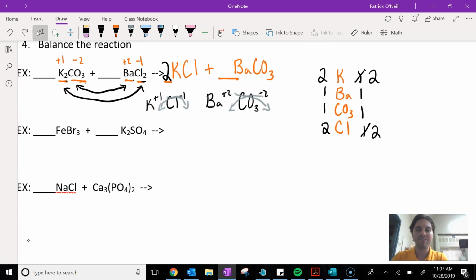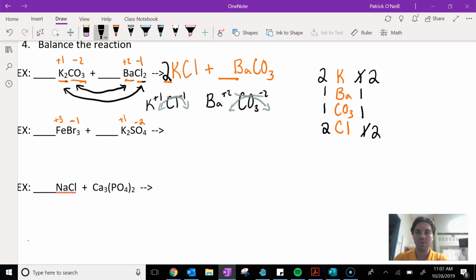Okay, so let's go through a couple more. So in this one, we have iron bromide, and we have potassium sulfate. Okay, so first off, we needed to predict our products for each of these. Okay, so we know that bromine is -1, and there's 3 of those, so iron is +3. We know that potassium is always +1, and sulfate is -2.